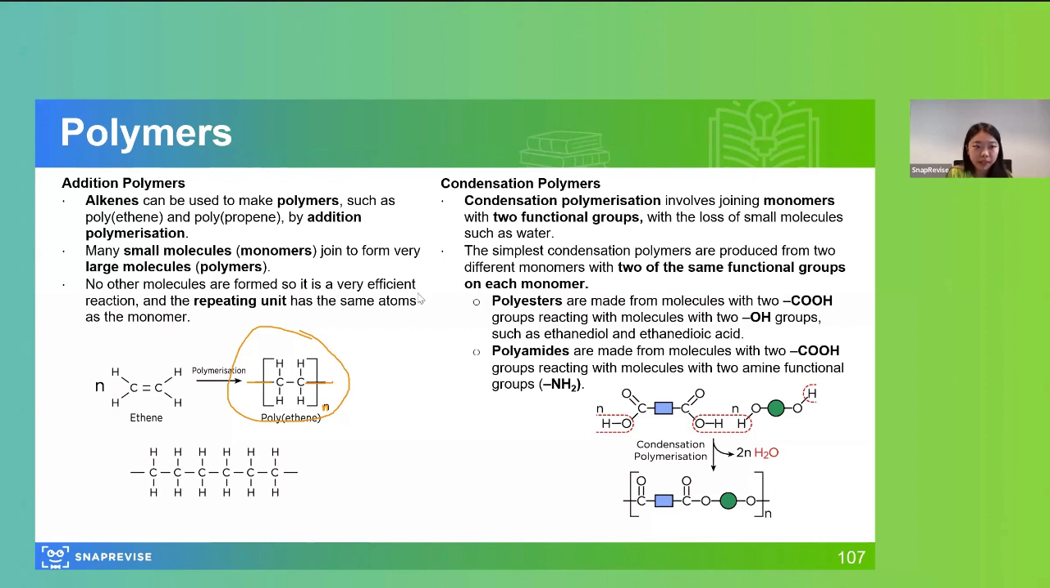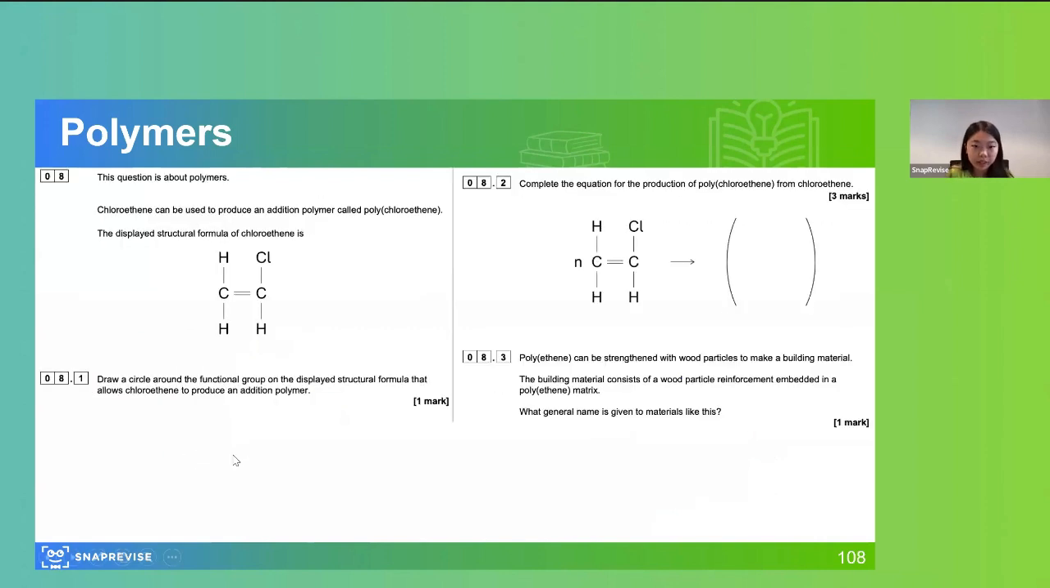So I'm going to demonstrate this by writing a question. Right here. First of all, the first question is asking you to draw a circle around the functional group of this formula. You can see that's already an alkene just from the double bond. So the first thing I'm going to do is just circle the C double bond C. That's going to be the functional group. The main one I actually want to look at is the one on the right. It's asking you to complete the equation for the production of polychloroethene.